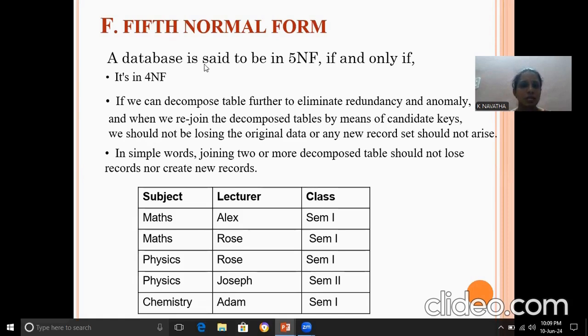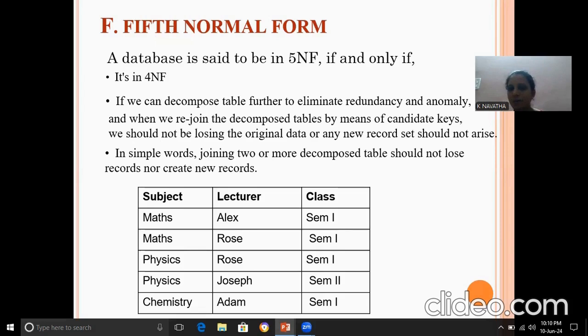What it is saying here is, when we rejoin the decomposed tables by means of candidate keys, we should not be losing the original data, or any new record set should not arise. Whenever we are dividing the main table into sub tables by means of candidate keys, we should not lose the original data while dividing.